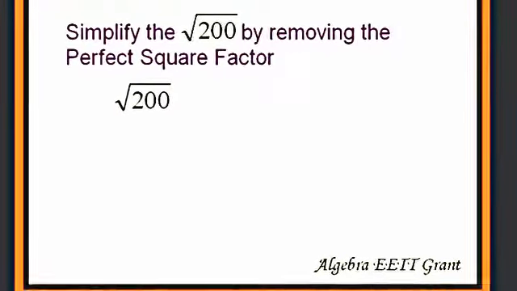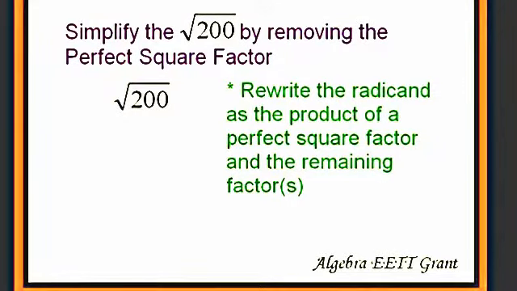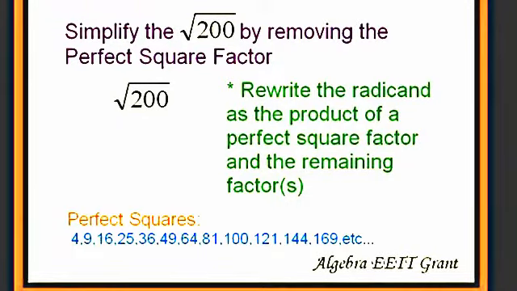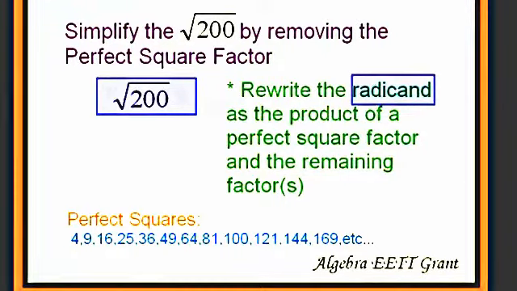Well, square root of 200, what does that mean? We want to rewrite that radicand as the product of the perfect square factor and the remaining factors. Perfect squares are numbers like 4, 9, 16, 25, and so on, and the radicand is the number inside of the square root. So we want to rewrite 200 as some number that's a perfect square times anything that's left over.